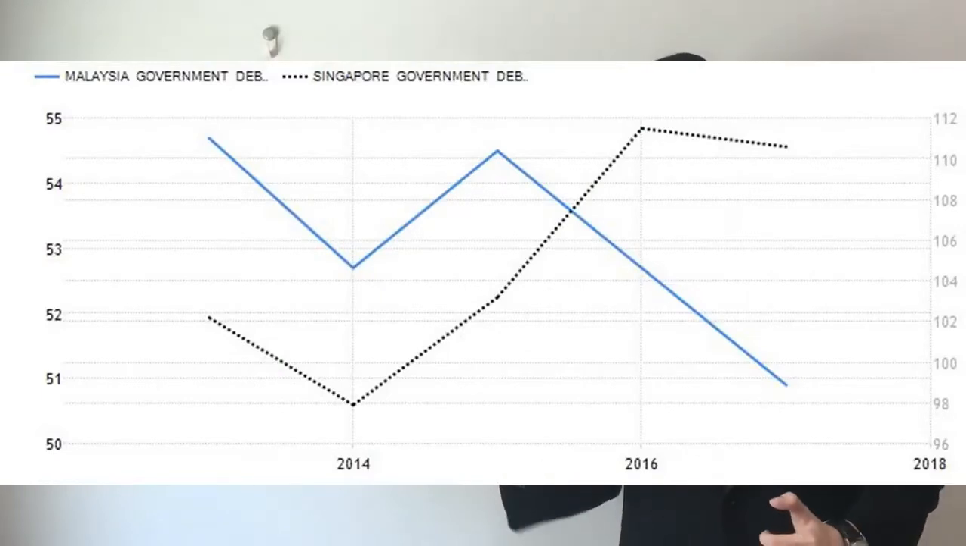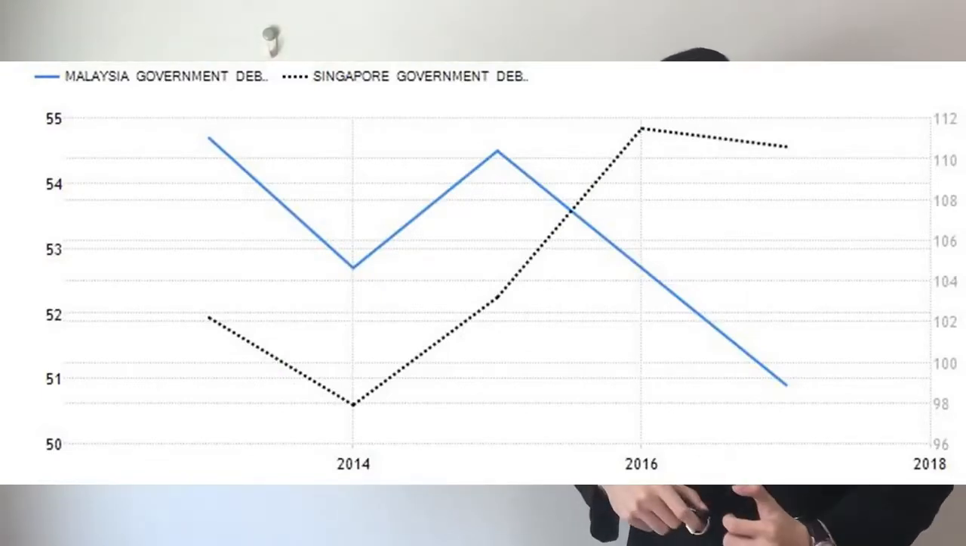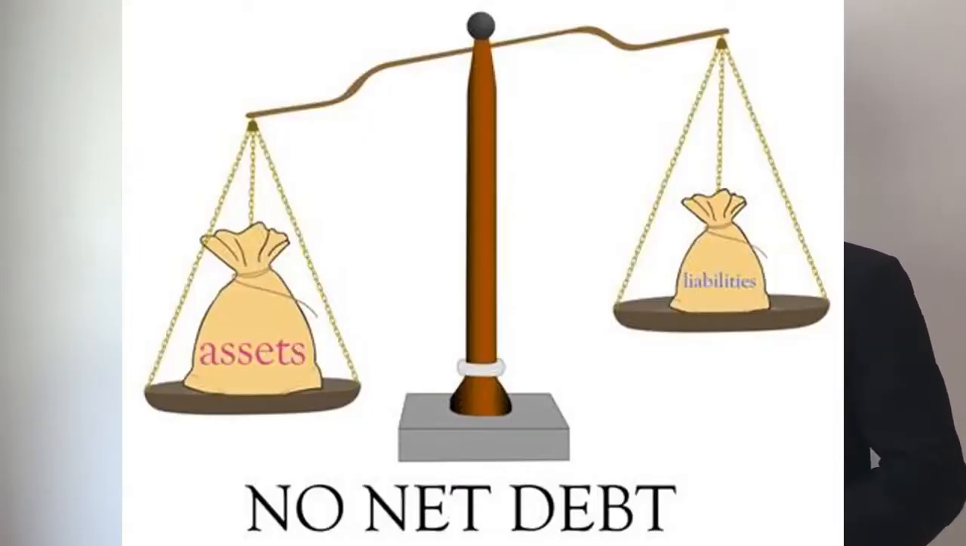Earlier this year, ex-Malaysian Prime Minister Najib even commented that Singapore's debt to GDP ratio of 110% is much higher than Malaysia's 52%. However, he was only looking at Singapore's gross debt figures when Singapore has in fact no net debt because its assets are well in excess of its liabilities.